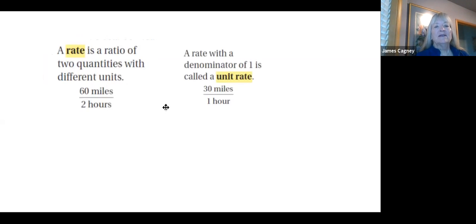A rate is a ratio with two quantities with different units, and we talk about this all the time. 60 miles for 2 hours. We could talk about 3 feet to so many inches. And a rate with a denominator of 1 is called a unit rate. Sometimes that becomes a big deal.